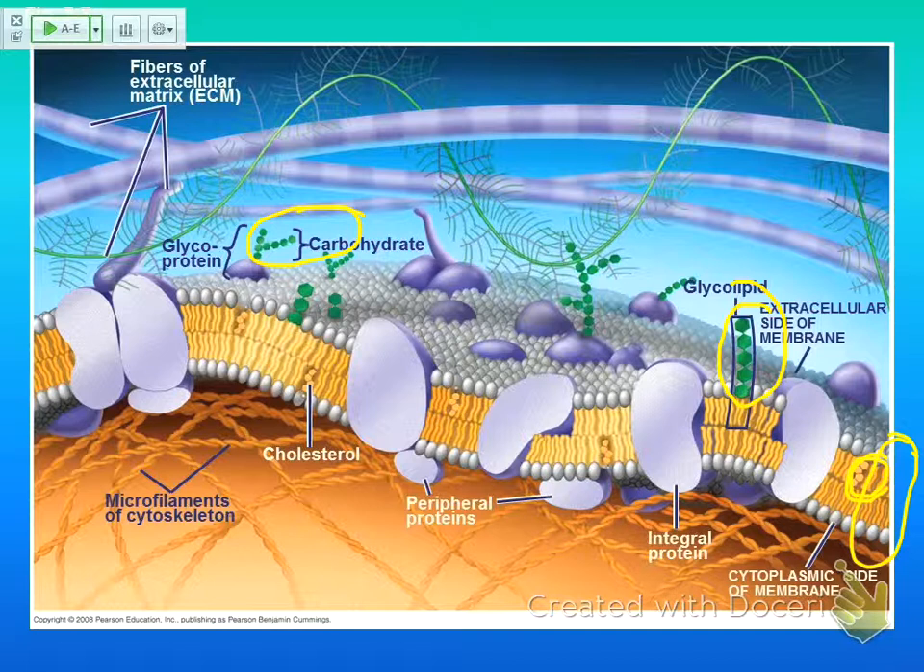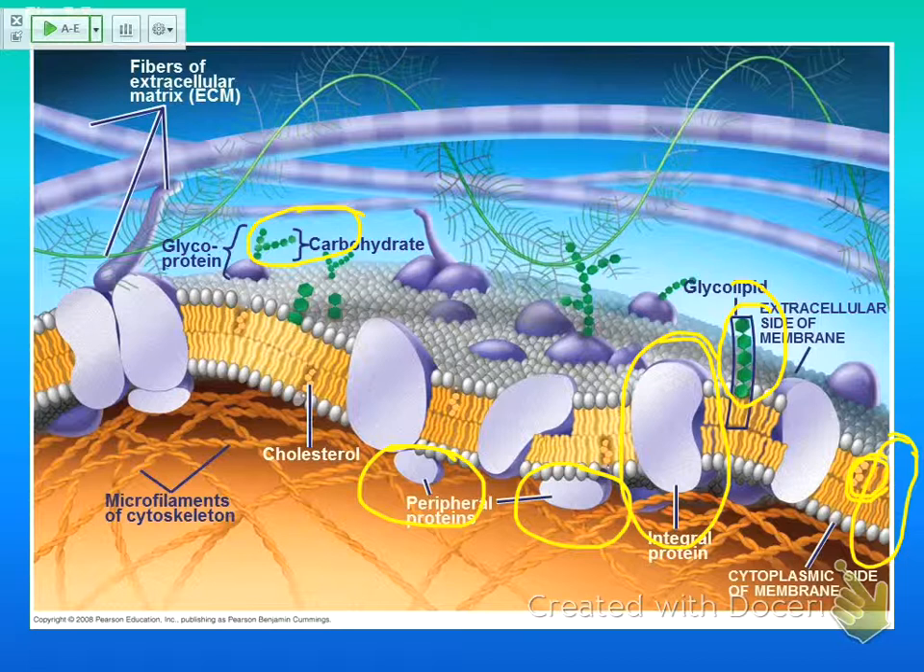We've got what are known as peripheral proteins. We're going to see how important these kinds of peripheral proteins can be when we start looking at aerobic cellular respiration and things like electron transport. So these things must be doing something on the inside of the cell. We've got integral proteins which can go the whole way through. So now we have a potential gate through which compounds can enter and exit the cell.